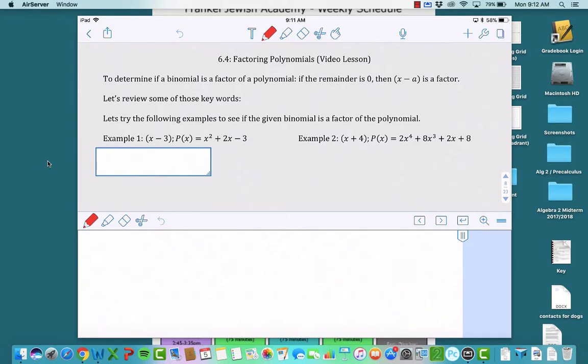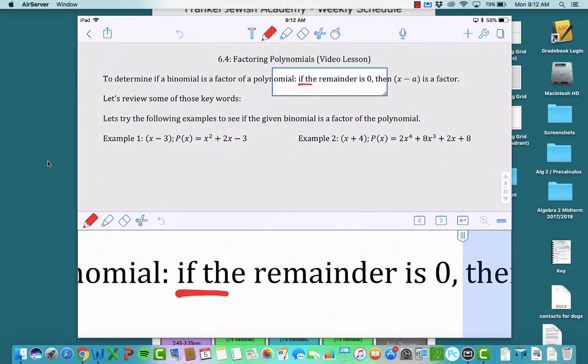And when you did synthetic substitution, we used synthetic division to kind of plug a value in. So these first examples say we're trying to figure out if the binomial given, or if the factor given, is actually a factor. And if you remember from 6.3, we plugged something in, we evaluated it, and whatever the remainder was was our answer. That's also why it's called the remainder theorem. However, if we get a remainder of 0, that means that we're talking about a factor.